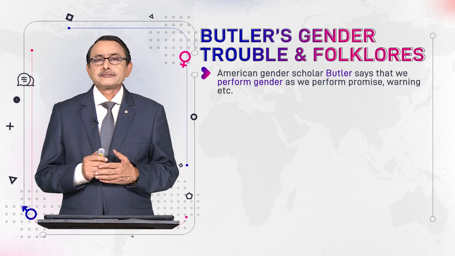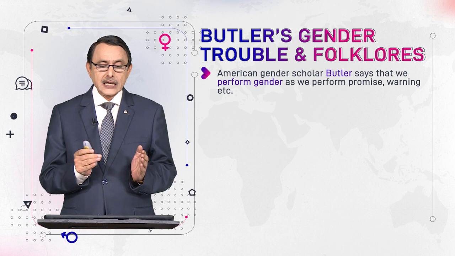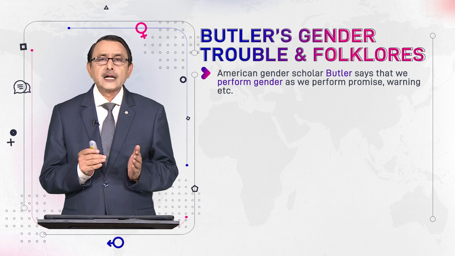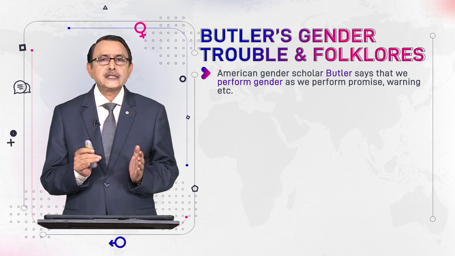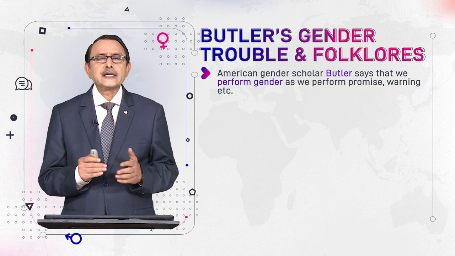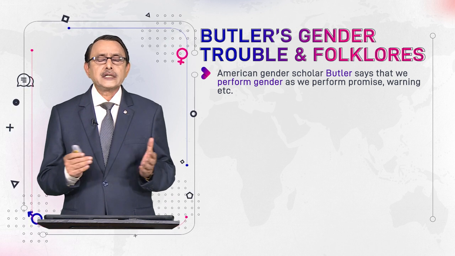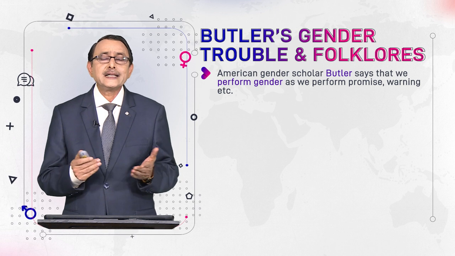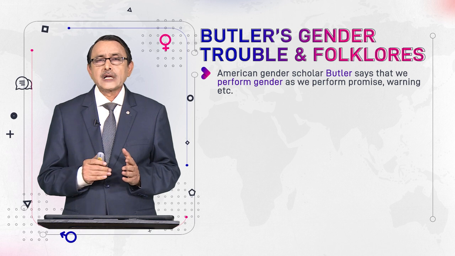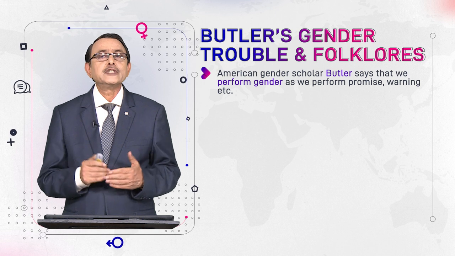Butler says that we perform gender as we perform promise, as we perform warning. These are actions which we don't perform physically, which we perform linguistically. Warning, threat, promise, thanking, greeting, these are social actions which we perform through language. According to this scholar, gender is also such a kind of social action that we perform through language.